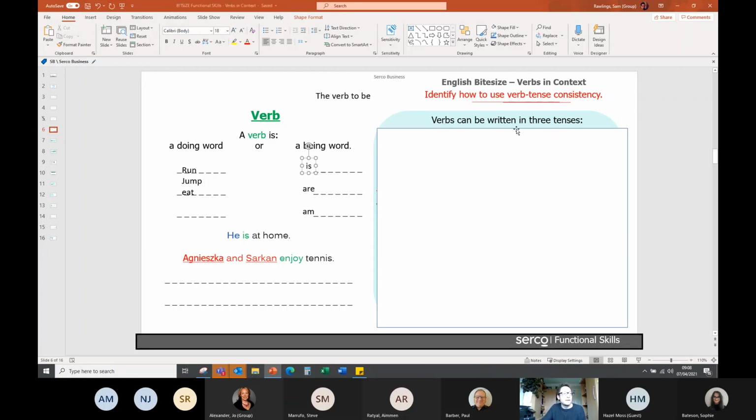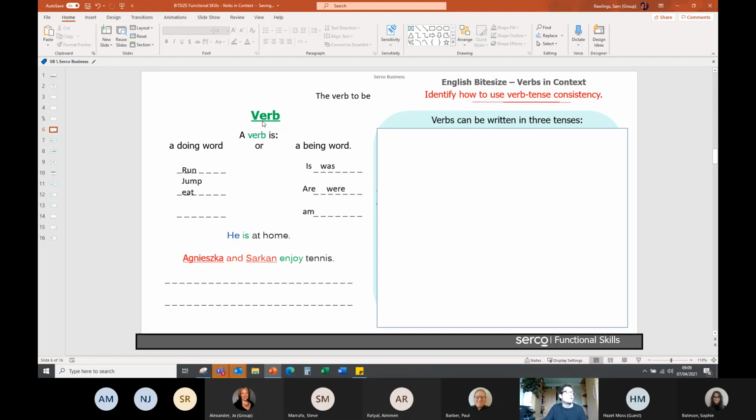And you can see over here, it says verbs can be written in 3 tenses. What word would I use if I wanted to say that in the past tense? Exactly, yeah, good. And what about the past tense of are? What would that be? Yeah, good. So that would be were. So is one person. So Sam is or Sam was. We are or we were.